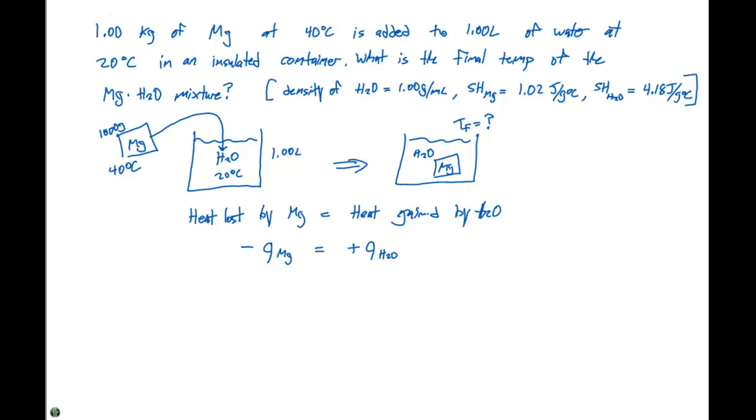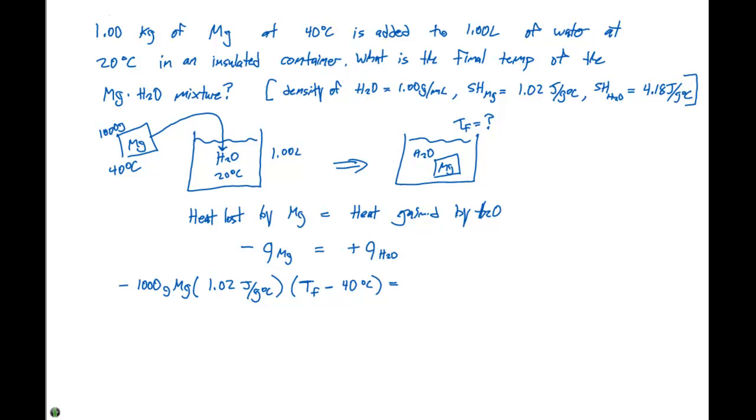So remember that Q is equal to the mass times specific heat times the change in temperature. So the mass of our magnesium is 1 kilogram or 1,000 grams times the specific heat of the magnesium, which was given in the problem as 1.02 joules per gram degree Celsius, times our change in temperature, which will be the T final, which is what we're solving for, minus our initial temperature, which is 40 degrees Celsius.